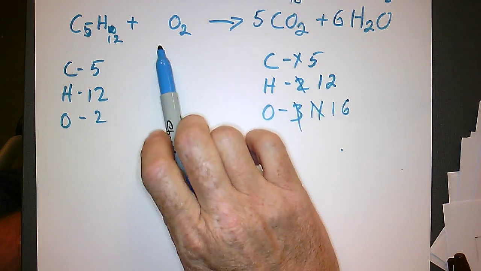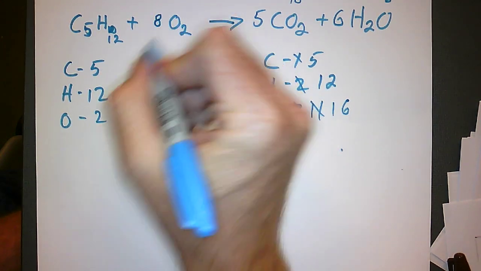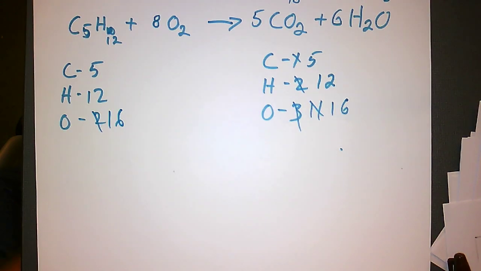So, what do I need to put in front of my O? 8. All right, and that makes that 16. You see how that was a little tougher because of the multiple places? Yeah, yeah. All right, let's do one more.